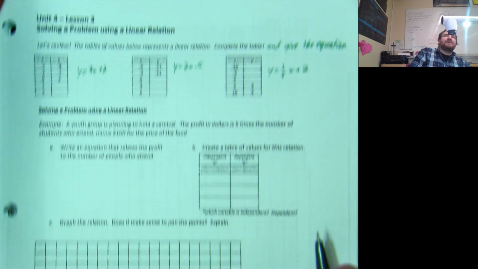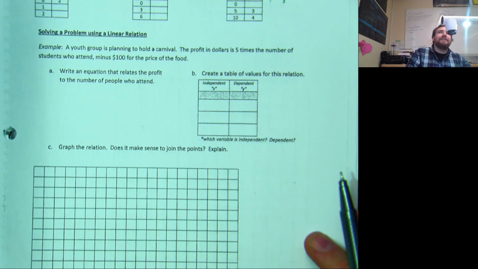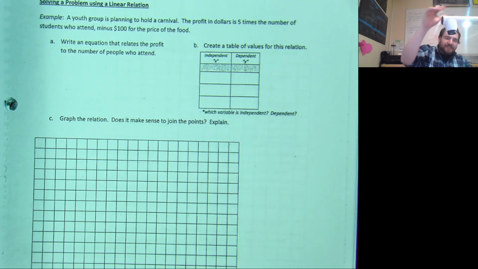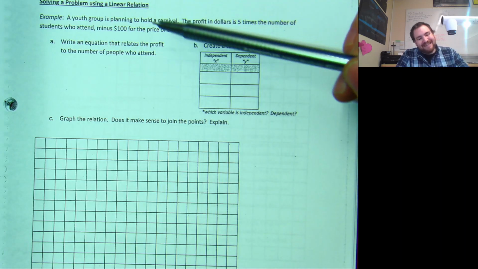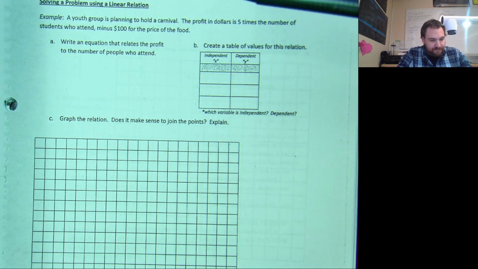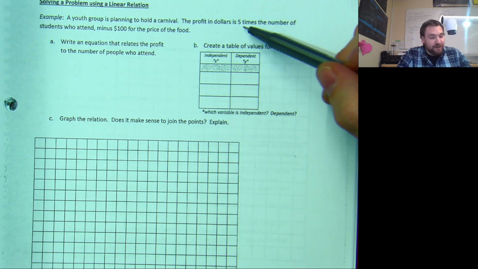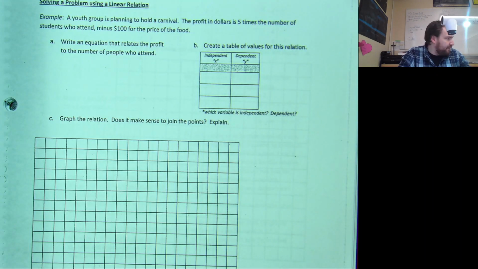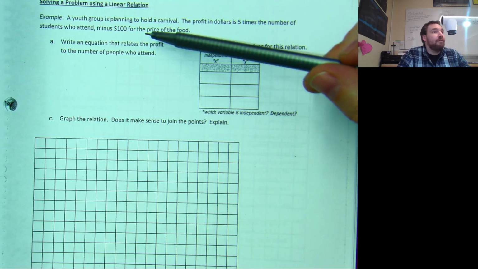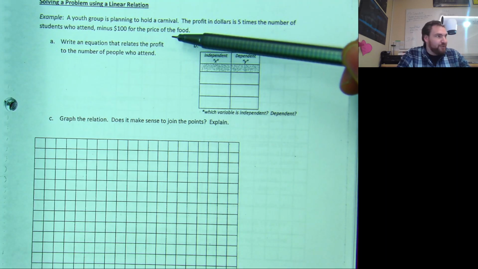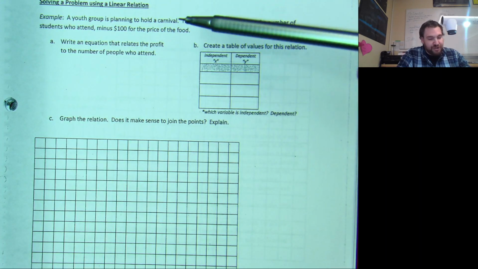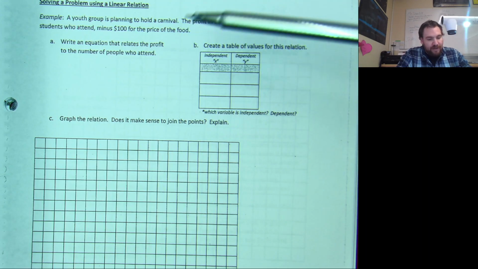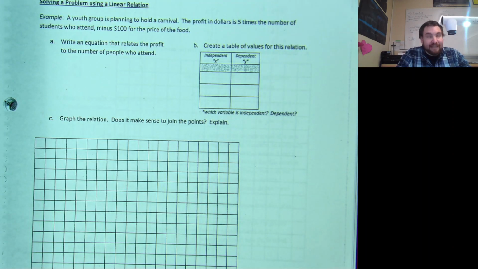So, here's the question. A youth group is planning to hold a carnival. The profit in dollars is 5 times the number of students who attend, minus the $100 they spent for the price of food. So profit, we understand how to get profit? Profit is all the money you make minus your costs. So it doesn't matter how many students show up, food's only going to cost $100, and they're charging $5 per kid.